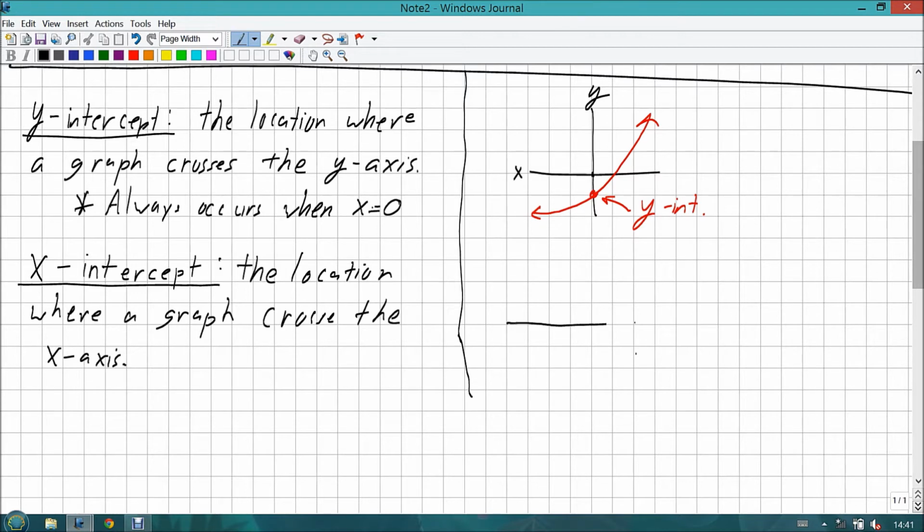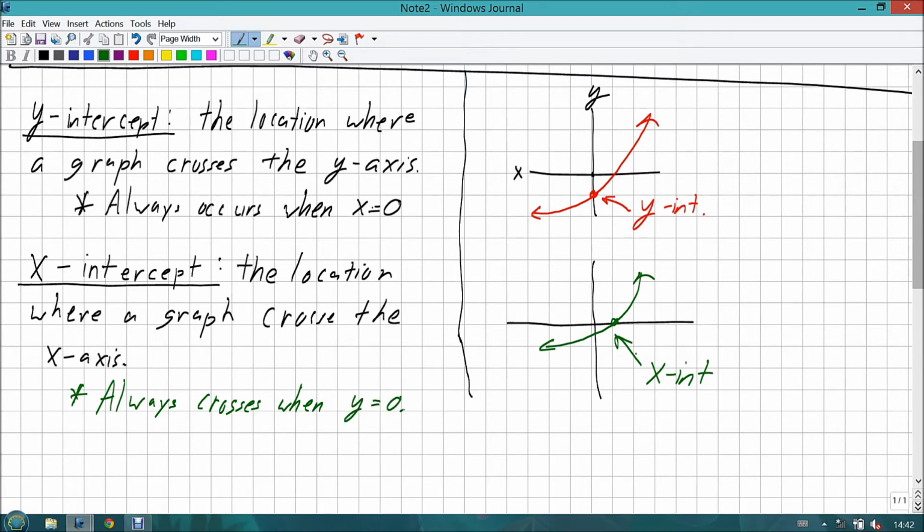Looking at the similar graph that we just drew, if we're looking at this particular one, that's a bad one, sorry. That's worse. That's still bad. Ha! There we go. It would be the location where we cross our x-axis, which would be right there. That would be our x-intercept, or the x-int. A cool hint about the x-intercept, and I think you've probably figured it out by now, is that it always crosses when y is equal to 0.